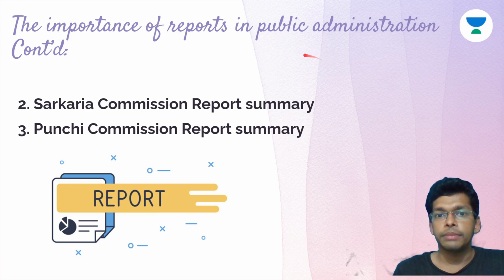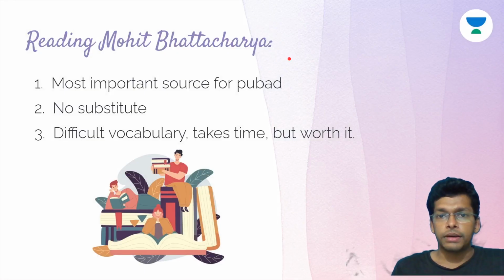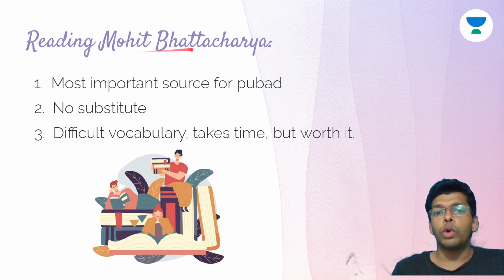Now, one important aspect which I want to discuss with you is about reading the Mohit Bhattacharya textbook, that is New Horizons of Public Administration by Mohit Bhattacharya. So this book is the most important. Let me stress it again. The most important source for public administration is Mohit Bhattacharya. Never think that you can use a substitute for this book. This is a must-read book in public administration. If you are not able to read Mohit Bhattacharya, then I would suggest you rethink about taking public administration as an optional, because this book is very important.